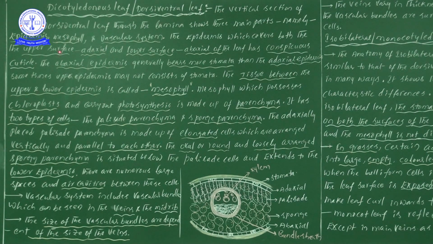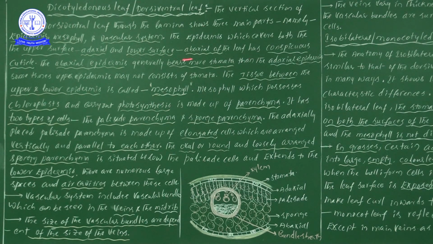Now the upper surface, from our subject point of view, we are calling as adaxial surface. Adaxial, don't forget adaxial, ADA. Adaxial means upper epidermis, and lower epidermis is abaxial, ABA. If ABA comes it means lower epidermis, if ADA comes it means upper epidermis. If you consider it simply, you can save this point in your mind. So upper epidermis we will be calling by another name adaxial, and lower epidermis we are calling by one more name abaxial.